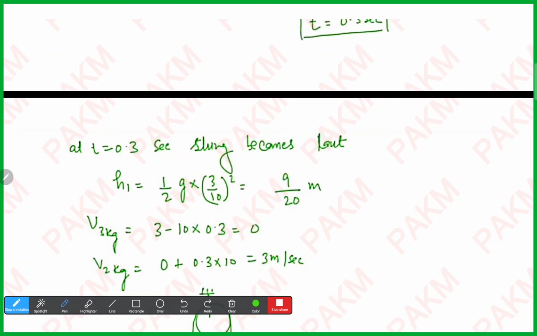Now during this 0.3 second, what is the height gained by the block? We can calculate h1 very easily. That was 9 by 20. That is the height attained by block B, or it will fall down in the next block A. So what will be the velocity of the 3 kg after traveling this much distance?